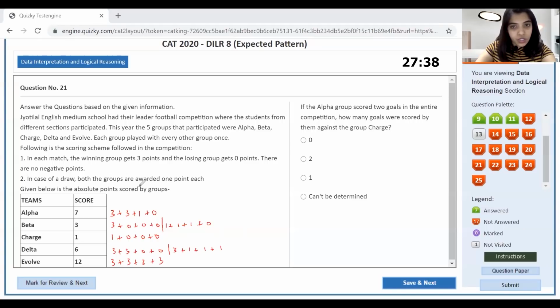So let's create an entire matrix of how they must have scored against each other, right? So we have A, B, C, D, and E. Now we have A here, B here, C here, D here, E here.